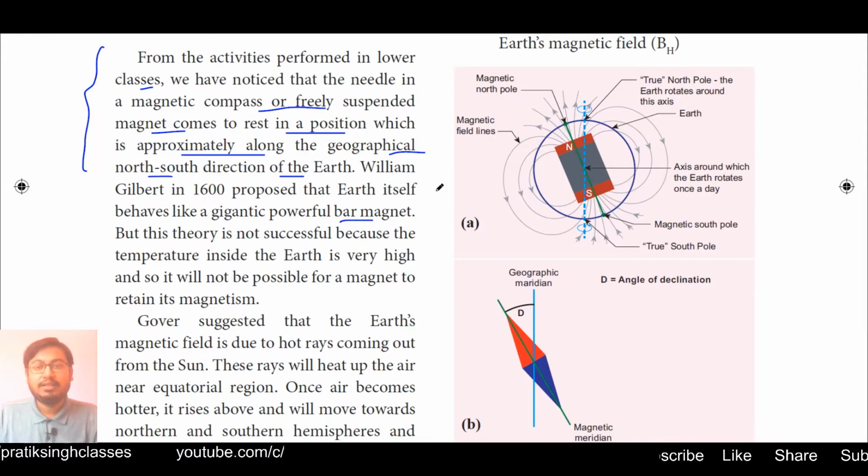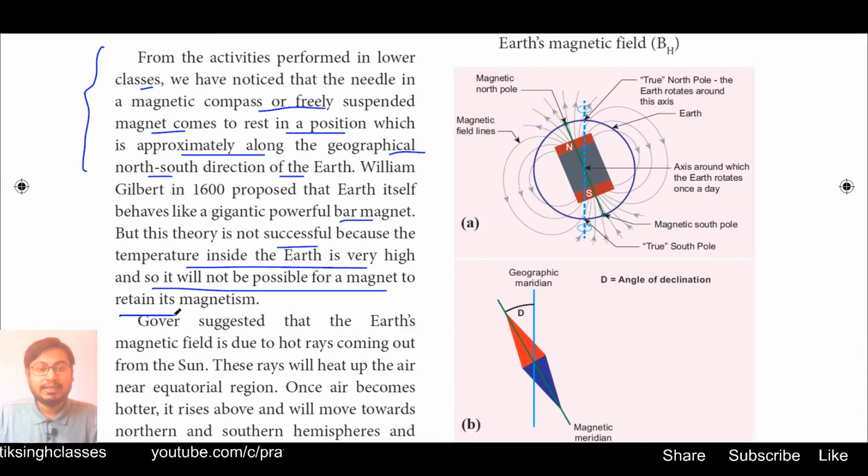If the Earth is not a magnet, in that situation the freely hanging bar magnet may come to rest in any direction. But this theory is not successful because the temperature inside the Earth is very high, and so it will not be possible for a magnet to retain its magnetism.